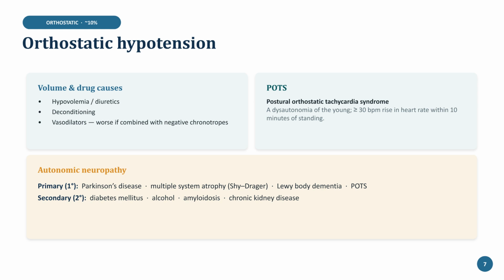Orthostatic hypotension occurs when the body fails to maintain blood pressure while standing. Common causes include volume depletion, deconditioning, and medications like vasodilators. Younger patients may experience POTS, a specific dysautonomia. Always check for underlying autonomic neuropathies, both primary, like Parkinson's, or secondary, such as diabetes or alcohol use.